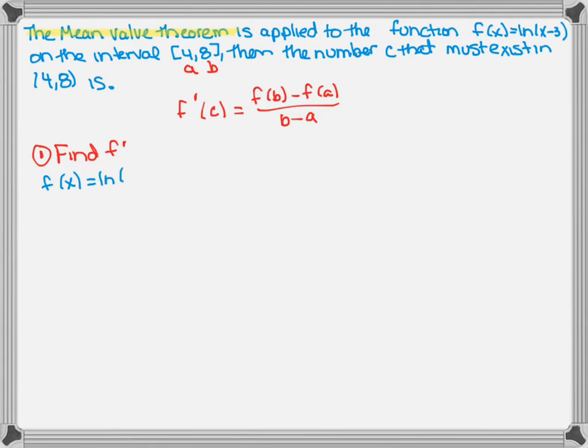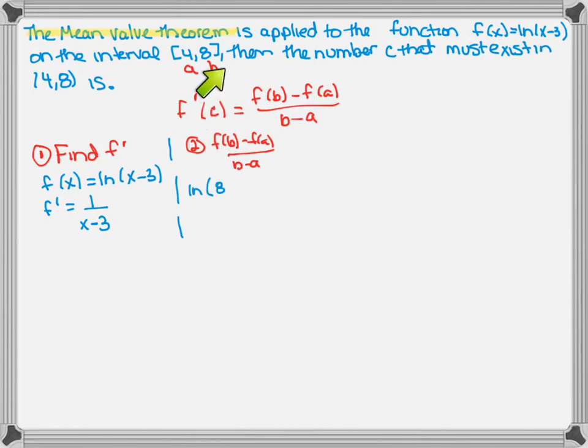So the derivative of ln of (x minus 3) is, the derivative of ln is 1 over u times the derivative of u, and the derivative of x minus 3 is 1. The second thing we're going to do is find the average rate of change. So we're going to have ln of b is 8, so ln of (8 minus 3) minus ln of a, so it'll be (4 minus 3), all over 8 minus 4.